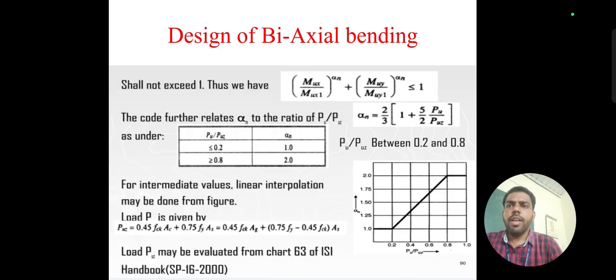After that, the code further relates to using this chart, that is PU by PUZ, and the second one is the PC value, and both should coincide on that particular line. From that value I have to find out the area of the steel in that situation.